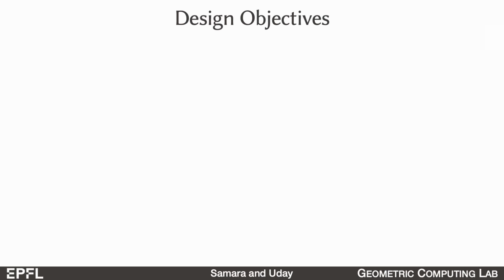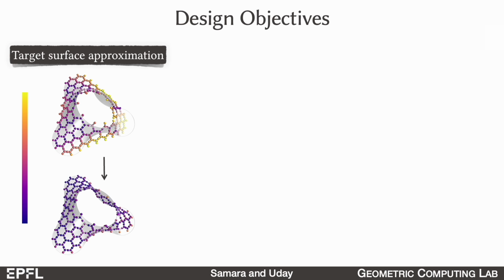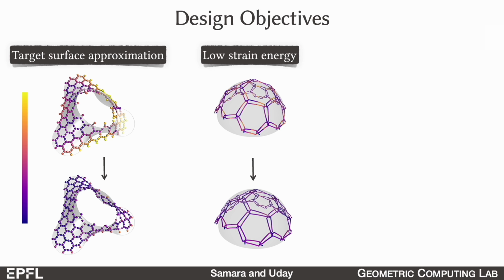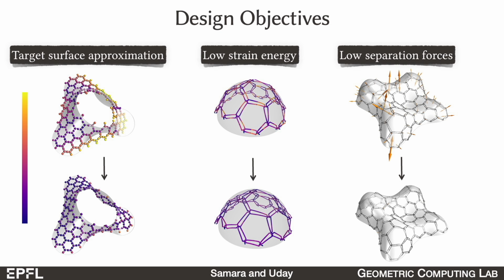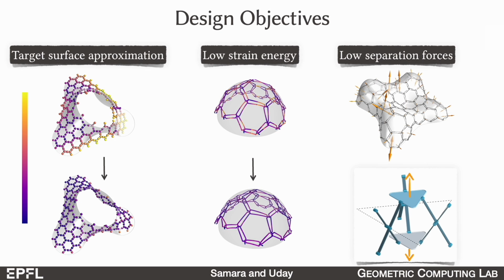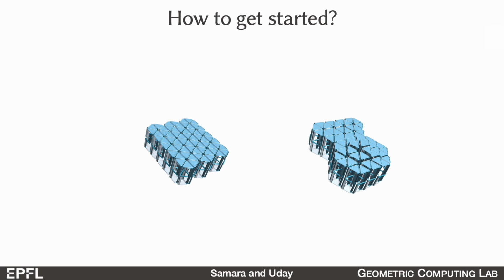Our design goals include target surface approximation. The deployed structure should approximate the target surface as closely as possible. The color here indicates the distance from the umbrella mesh to the target surface. Secondly, we want the structure to be subjected to low strain energy. Here the color is proportional to the strain in the beams. Lastly, we want the forces computed from the linear actuator to be small. By separation forces, we mean the internal forces at that configuration that are pulling the top and bottom plates away from each other.